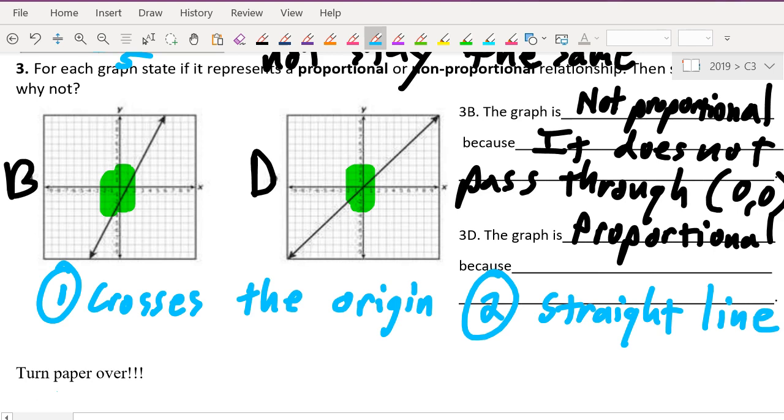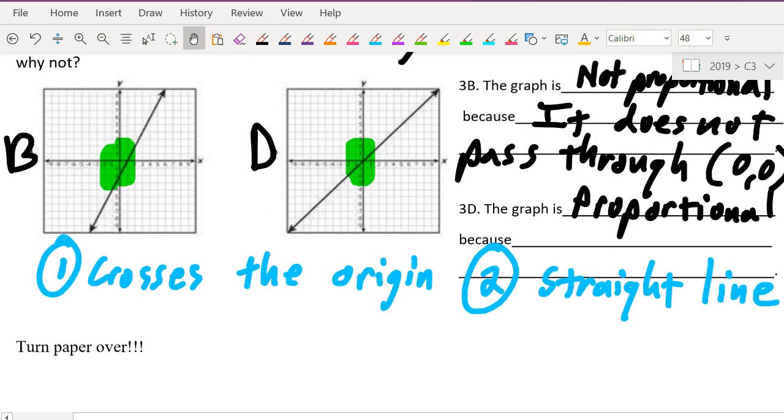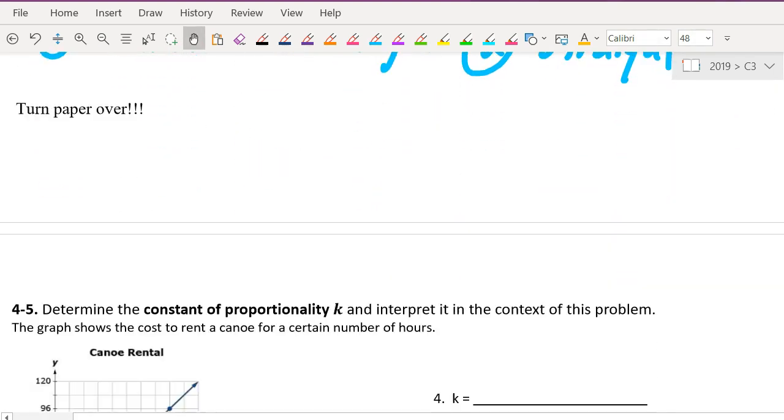Who had a 100% so far? Woo! That's many, many of you. Alright, may I move on? Yep. Turn the page over.